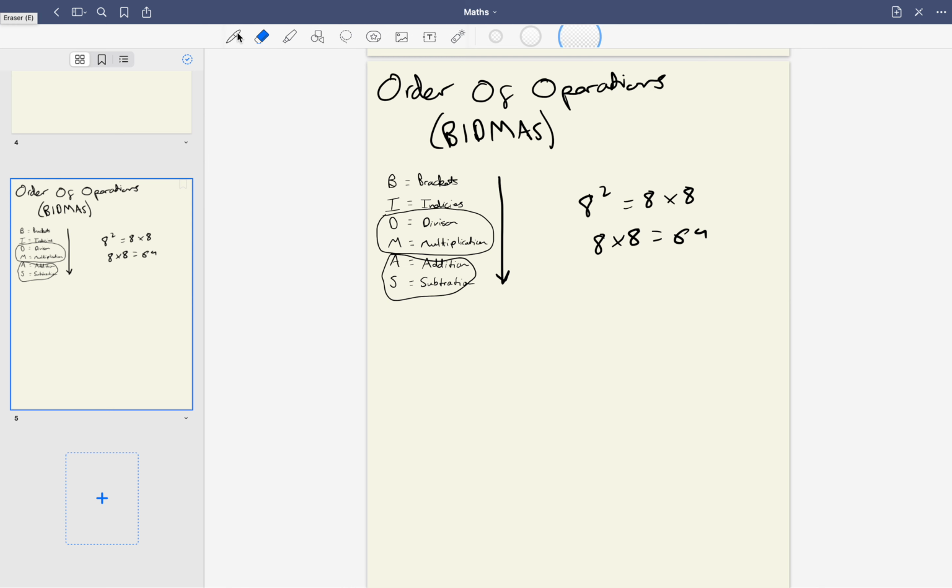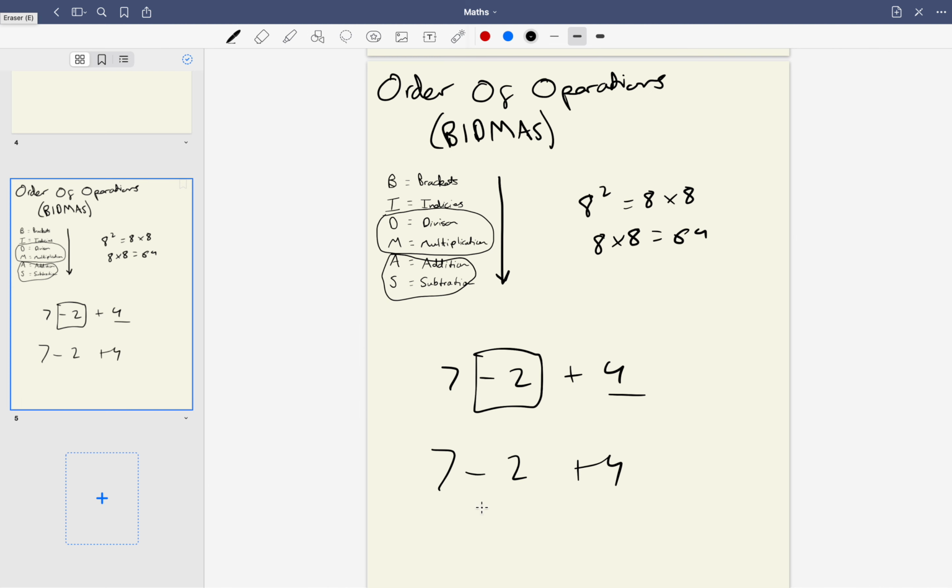The same works with addition and subtraction. So if I have got 7 minus 2 add 4, since addition's higher, that doesn't mean that you do the add 4 first. It just means since they're grouped together, you do 7 minus 2, which is 5, add 4, which is 9. So those two are grouped together.